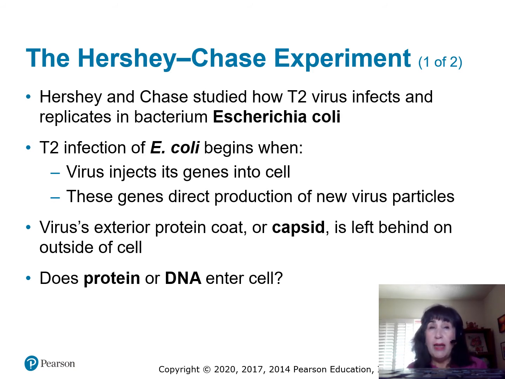So if we step back a little bit and think, what is a virus composed of? We can say that a virus is actually made of basically 2 things. It's made of a capsid or a protein coat, and in the inside it has a piece of genetic material that can be either DNA or RNA. So what is it that was injected into E. coli by the T2 virus?